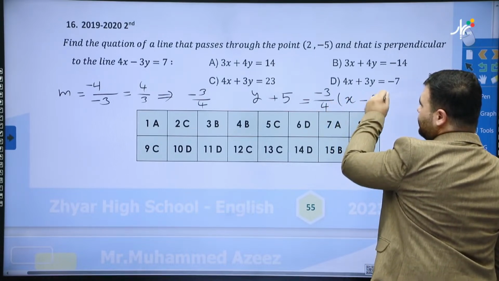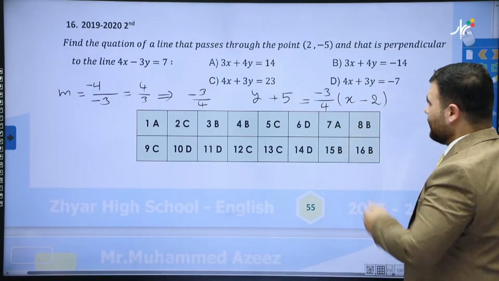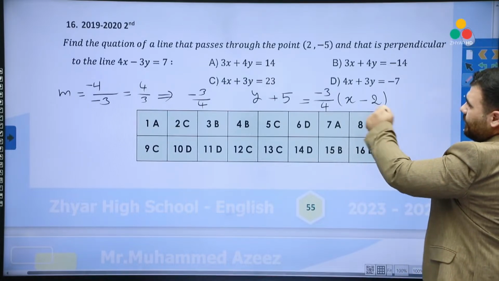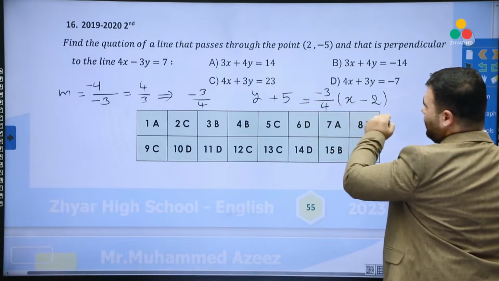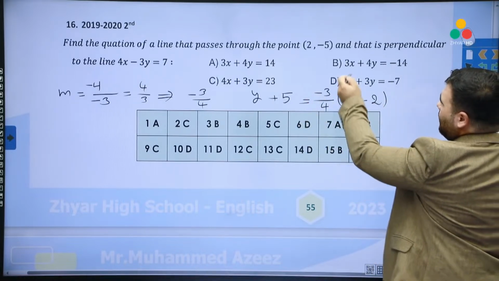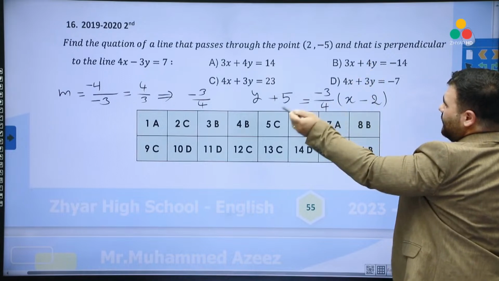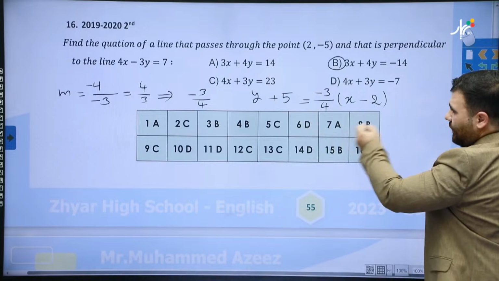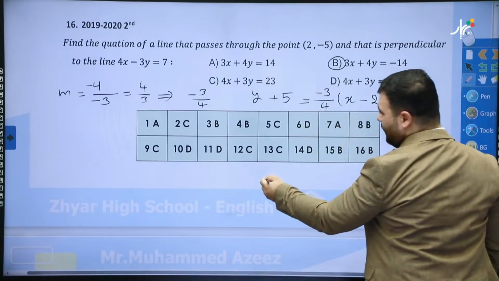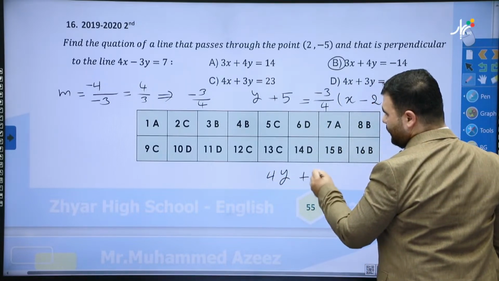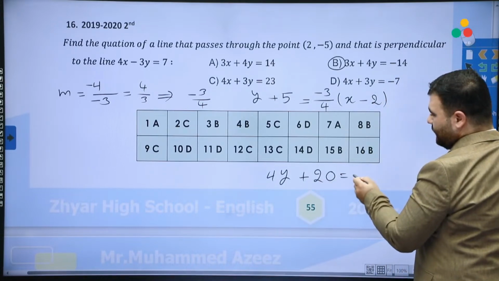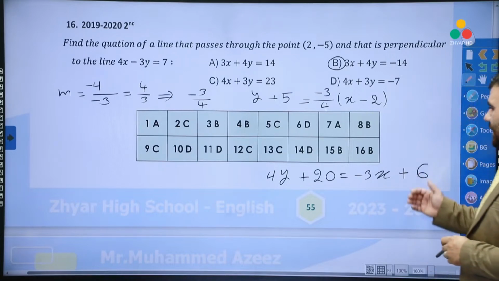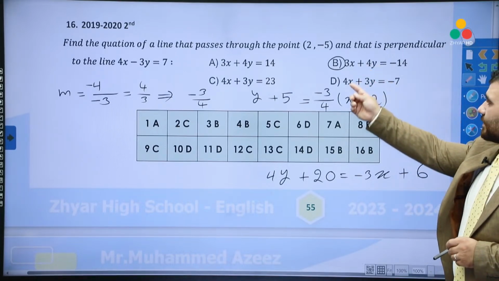times x minus 2. Get rid of this 4, multiply everything by 4, since the y's we have are both positive. Now it's obvious this is the correct answer. Let's continue. If we multiply by 4, we will have 4y plus 20 equal to -3x plus 6. Then the y's and the x's are both positive.